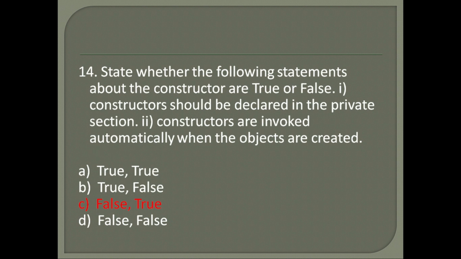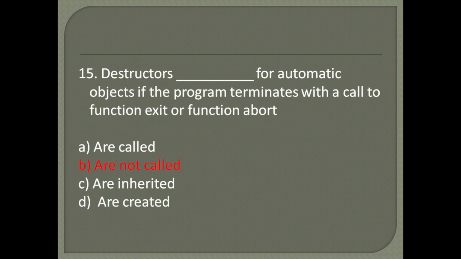State whether the following statements about the constructor are true. First, declared in the private section. Second, constructors are invoked automatically when the objects are created. Option C, false and true, is the correct answer. Question 15. Destructors of the automatic object if the program terminates with a call to the function exit or function abort. Option B, are not called, is the correct answer.